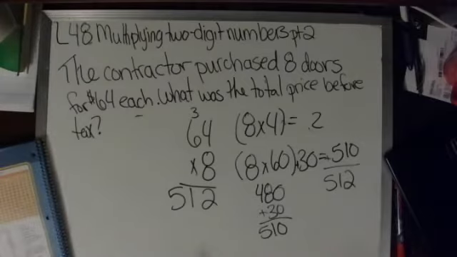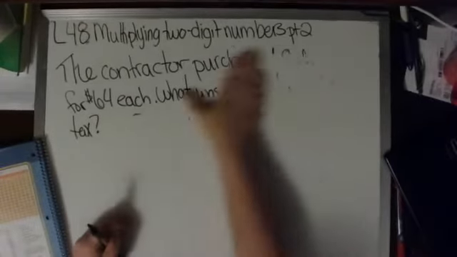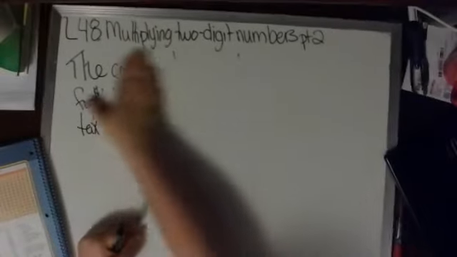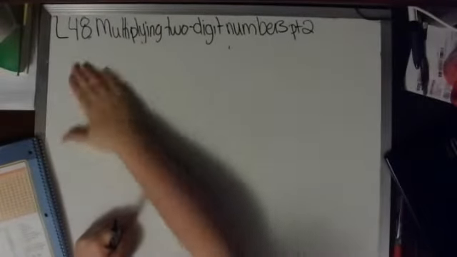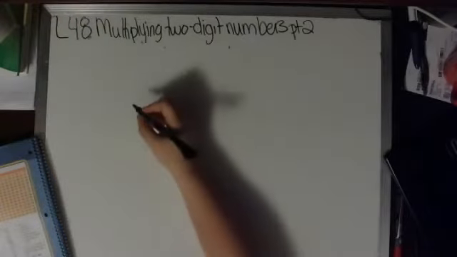Let's do one more together, and then I'll let you continue. Remember, the biggest thing here is just remembering that you do the ones column, then the tens column. And all your multiplication is just 2-digit by 1-digit. Okay, next one.